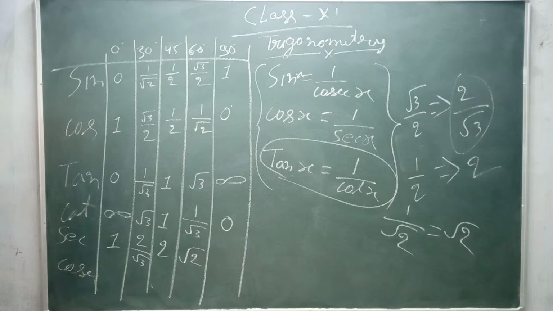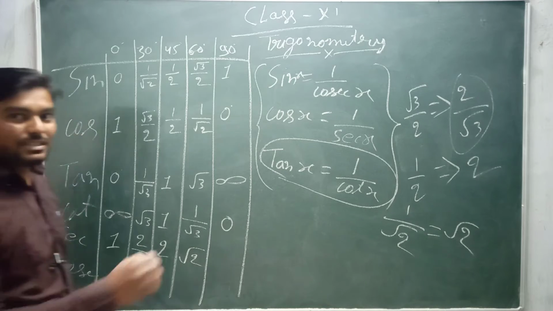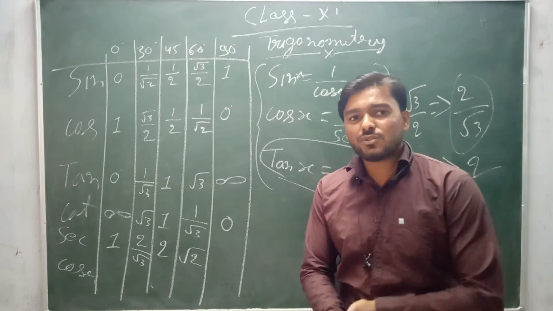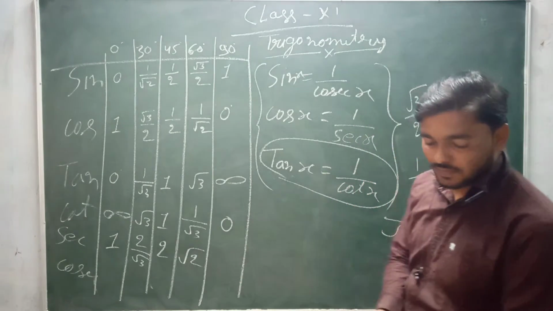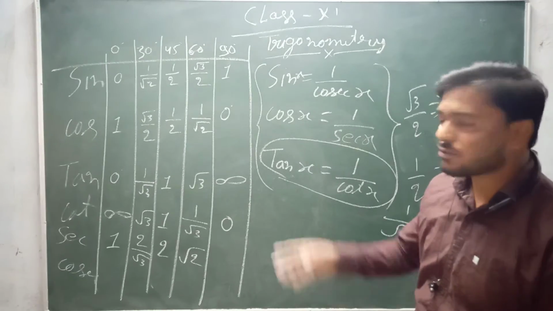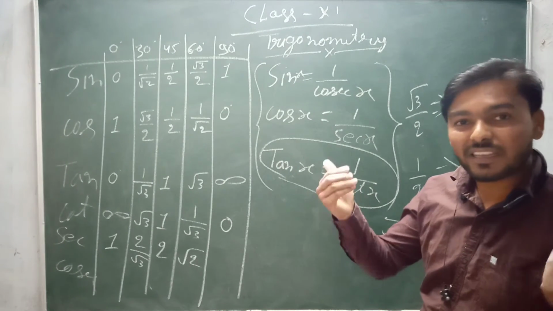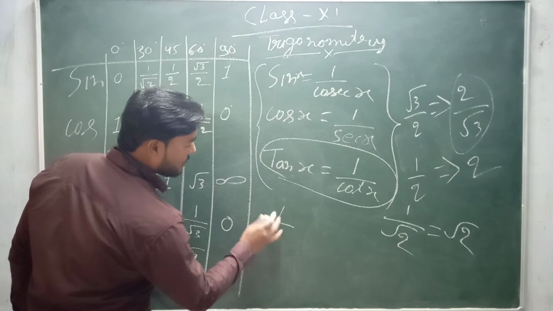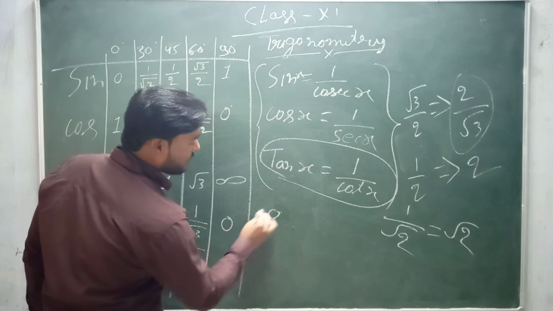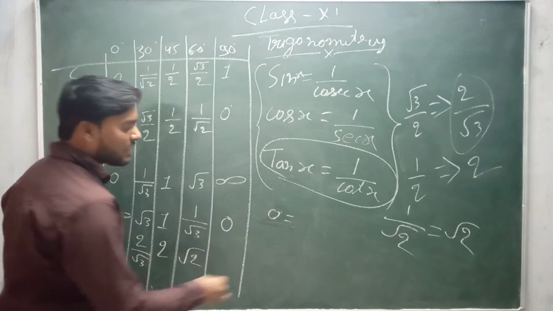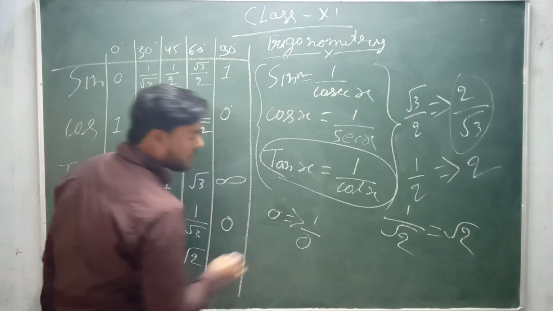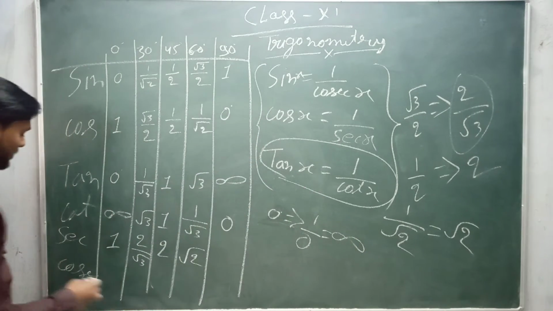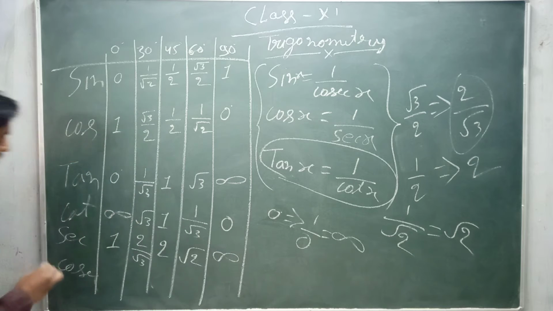Now cos 90 is equal to 0. Many students get confused at this time. What is the reciprocal of 0? I told you earlier, it will be infinite. 0 reciprocated is 1 upon 0, which is infinite.